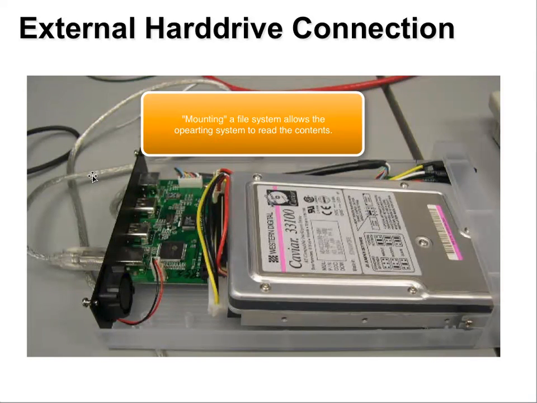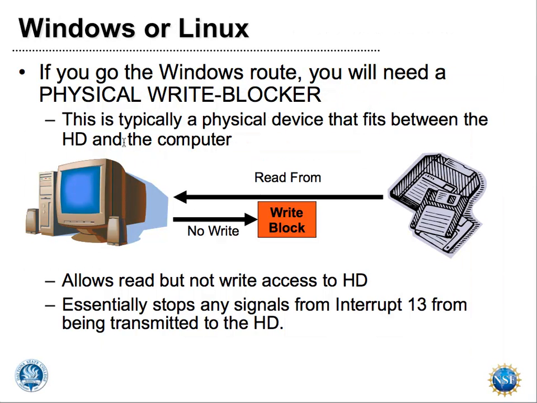So what do you do instead? Well, there's something called a physical write blocker. Essentially, that is a device, and there's some for SCSI drives, IDE drives, USB thumb drives, that allows you to read from a device, a hard drive or whatever, but will not physically allow the computer to write out to the disk. So it allows reads, but not write access. Not to get too technical, but it stops any signals from interrupt 13 from being transmitted to the hard drive.